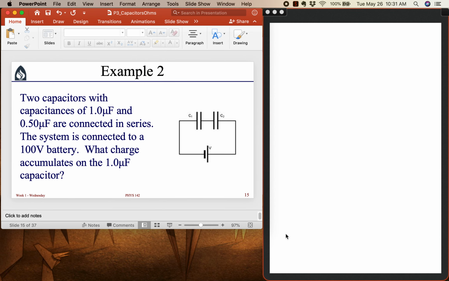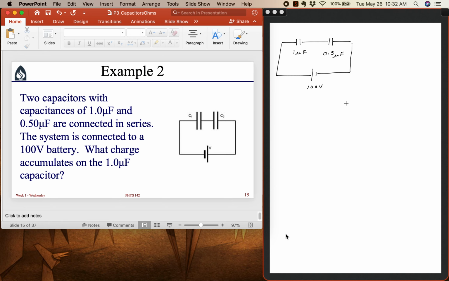So to solve this problem, let's first redraw our circuit diagram showing and labeling the capacitors and the voltage of the battery. So I have in this problem two capacitors that are in series. The first has a capacitance of 1 microfarad, and then the second one has a capacitance of 0.5 microfarads. And I could have switched the ordering, it doesn't matter. And then these two capacitors are hooked up to a battery, and the battery has a voltage of 100 volts.